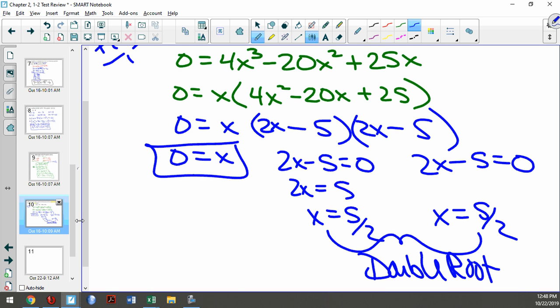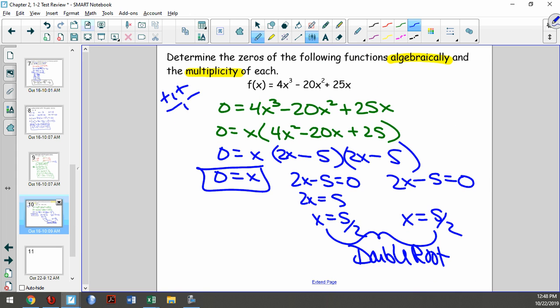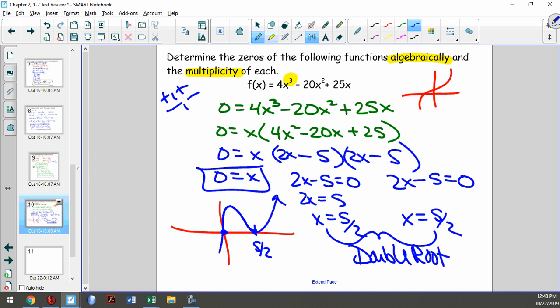What does that mean graphically to me? Graphically, my function is supposed to look like x cubed, right? However, if I were to graph this thing, it has to touch 0 and it has to touch 5/2. Do we understand that? It has to rise here, but 5/2 is a double root, so I have to come back down this direction. I just have no idea how high up that maximum is going to be without actually graphing it.